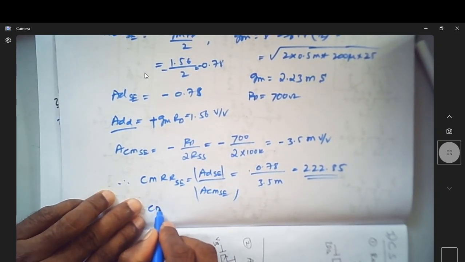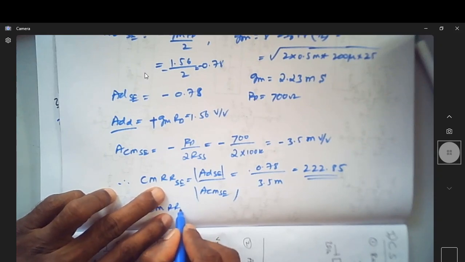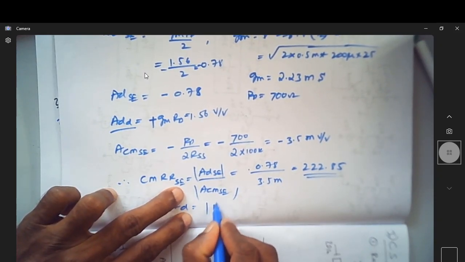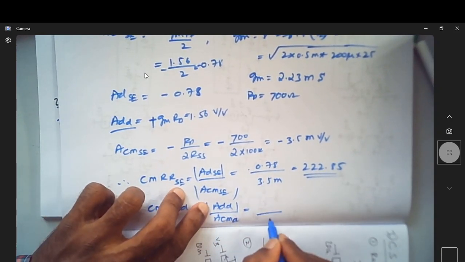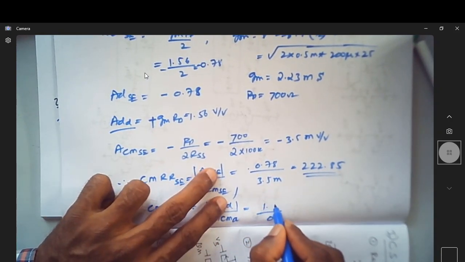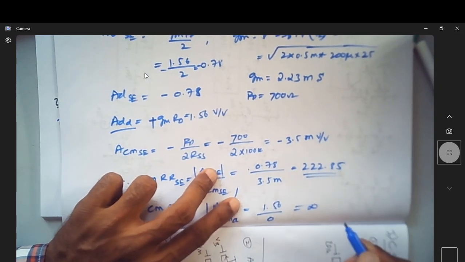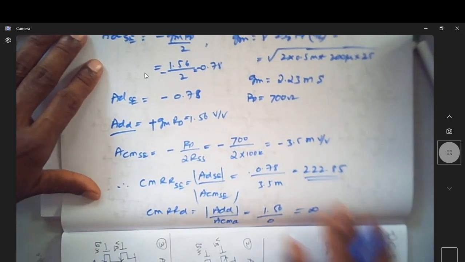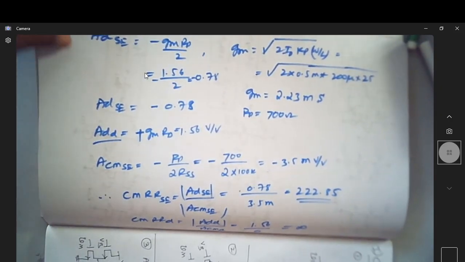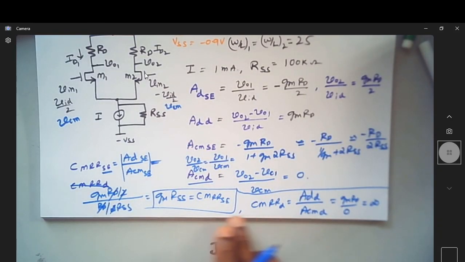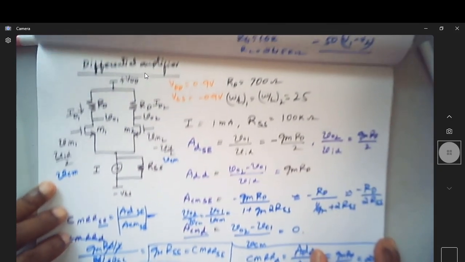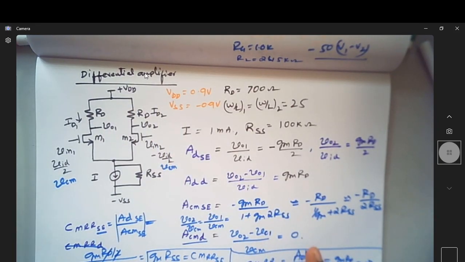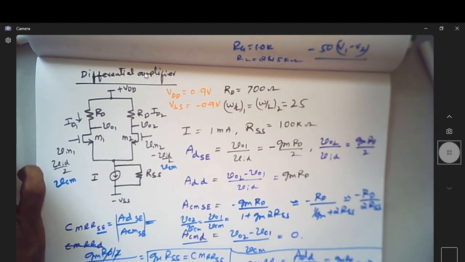Similarly, what is CMRR differential? It's actually ADD by ACMD. ACMD is actually 0, so it's now 1.56 by 0. Naturally, this is infinite. So this way we are able to find out the different parameters of the differential amplifier given the dimensions and all other parameters.